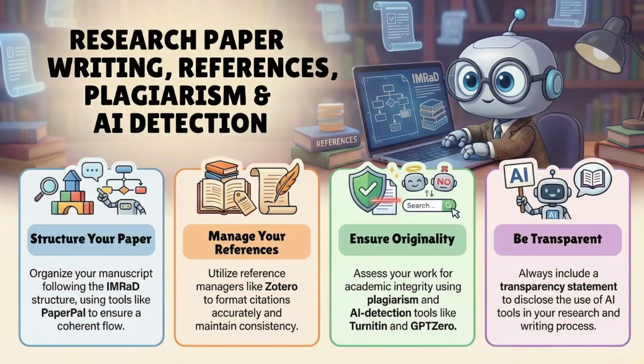Then we will be learning about reference managers, automatic reference management tools like Zotero, and how Zotero can be integrated into other AI tools. Then we will learn about plagiarism, similarity, which AI detection tools are available, and how you will be able to remove the AI watermark from your written content. And finally, we have a detailed discussion on transparency statements and AI disclosures. What are the ethical guidelines to be followed when using AI for research? So these are the basic topics that are covered in the session.